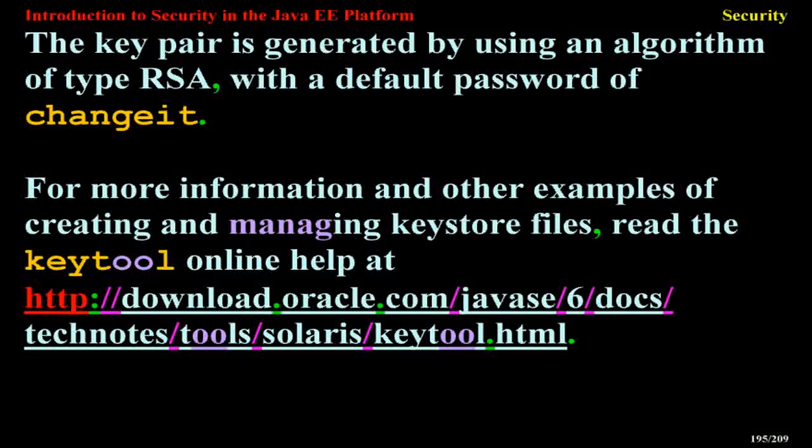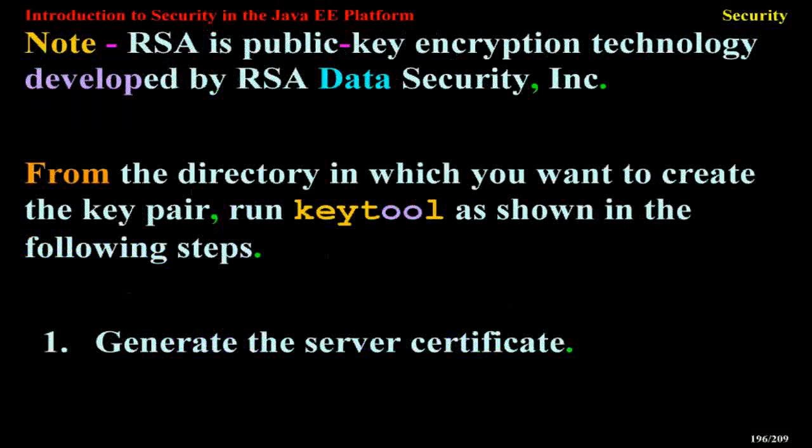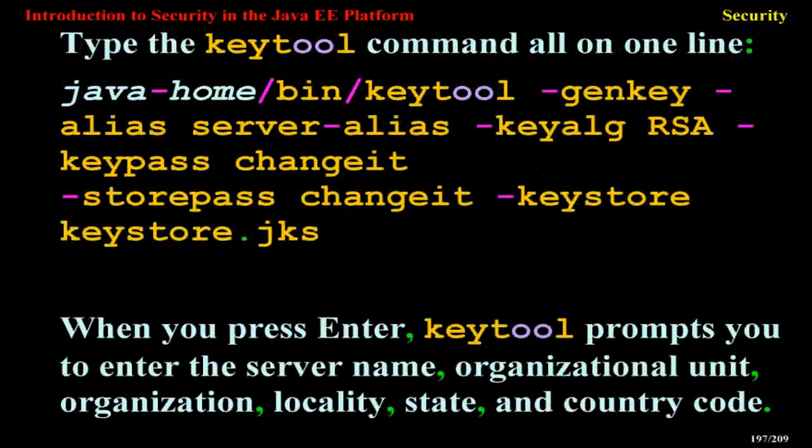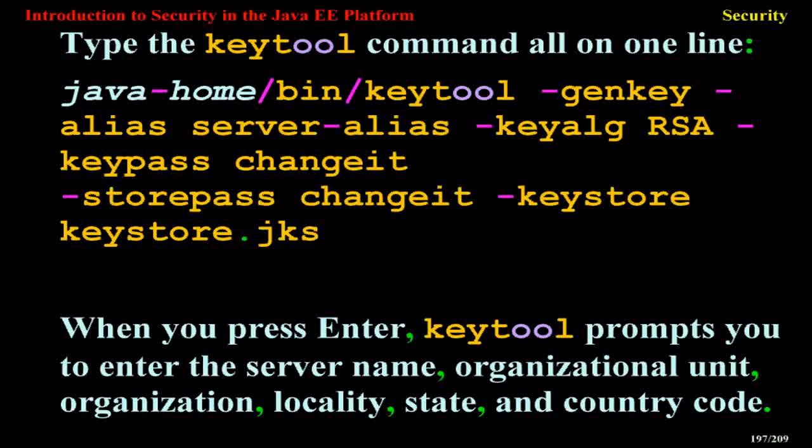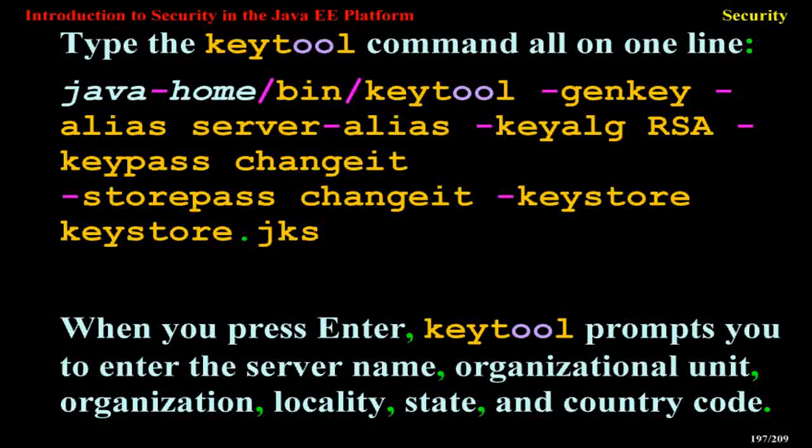Note: RSA is public key encryption technology developed by RSA Data Security, Incorporated. From the directory in which you want to create the key pair, run keytool as shown in the following steps. Generate the server certificate. Type the keytool command all on one line: java-home/bin/keytool -genkey -alias server-alias -keyalg RSA -keypass changeit -storepass changeit -keystore keystore.jks.